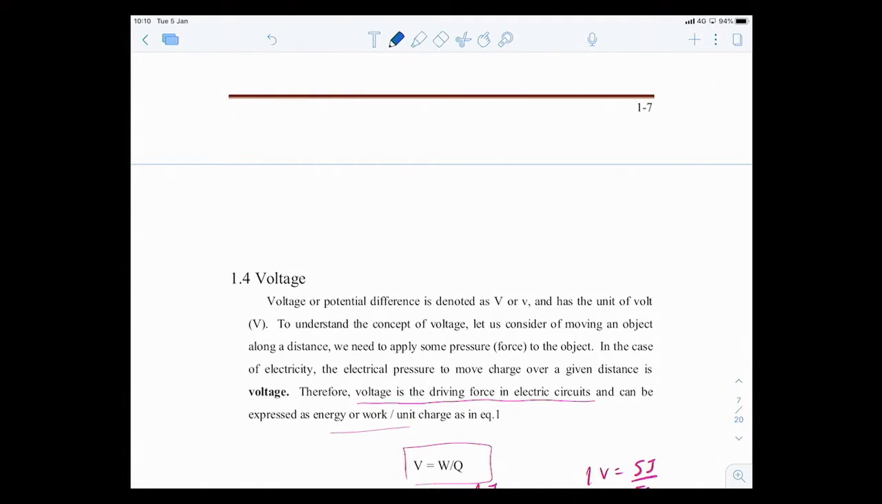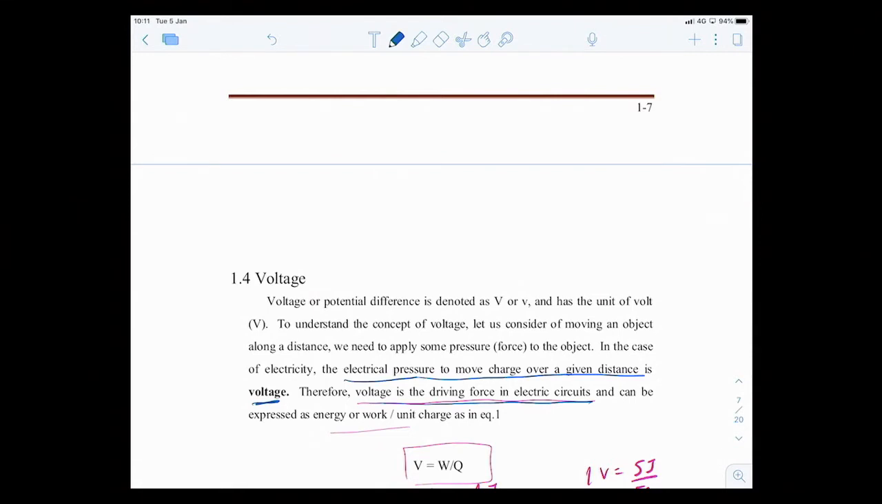Similarly, in an electric field, if you want to move particles or electrons from one place to another, from A to B, we do the same thing. We have to have something to push the electron from point A to point B. That so-called pressure or force is the voltage. So the electrical pressure to move charge over a given distance is the voltage, or the voltage is the driving force in an electric circuit.